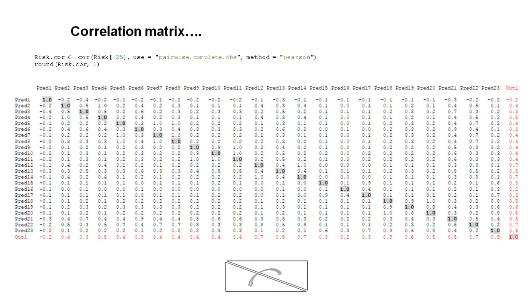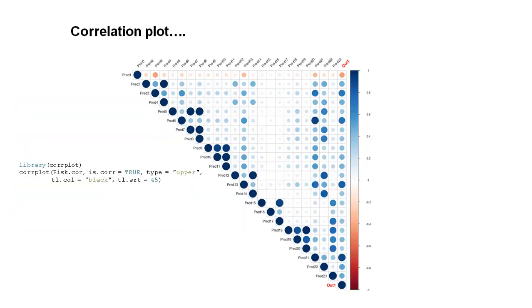But there are too many numbers. Better to look at this graphically. Here, graphically, is the upper right of the correlation matrix. The size and color of the circles represent the value of the correlation coefficient between any 2 variables. Our main interest here is the correlation between predictors and the target variable, out1. Which ones are strong and which ones might be too weak?